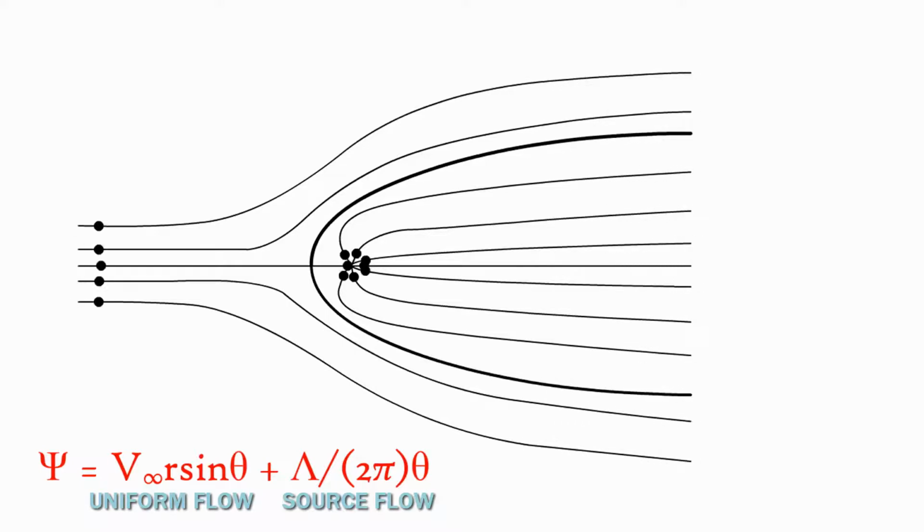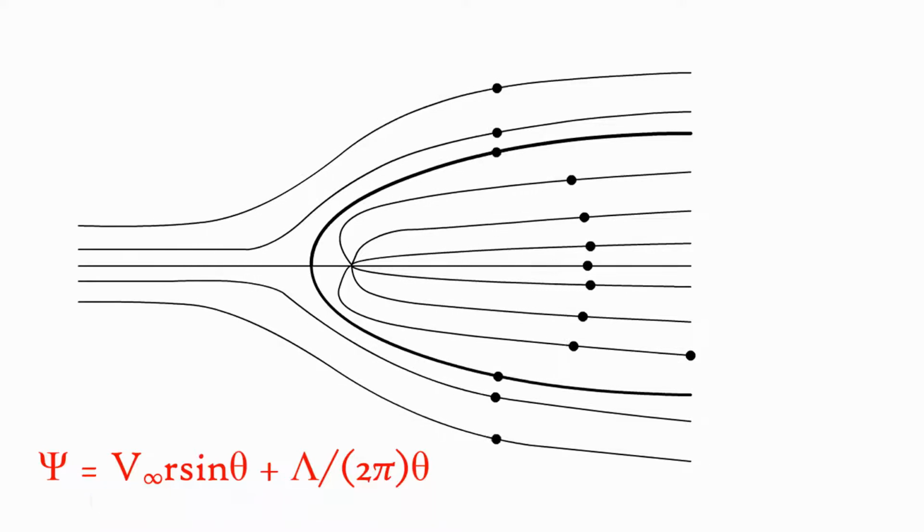Since the flow inside the blunt-nosed body is completely separated from the flow outside, we can use this as a model of flow over a blunt body by ignoring the flow on the inside and just focusing on the flow on the outside. We can also increase the strength of the source to make the body wider or decrease the strength to make the body thinner.